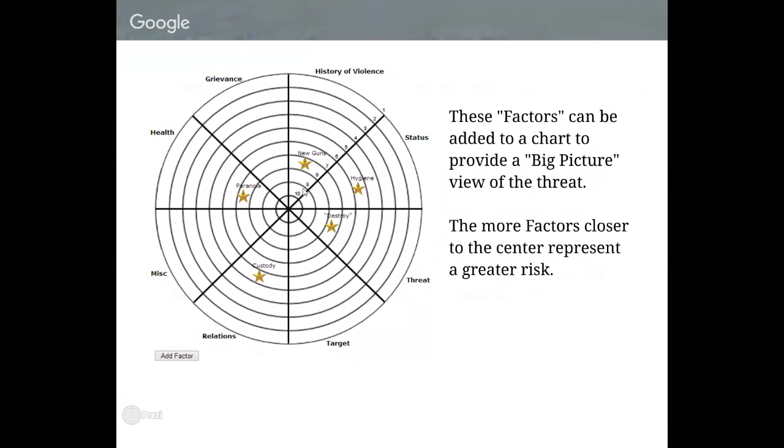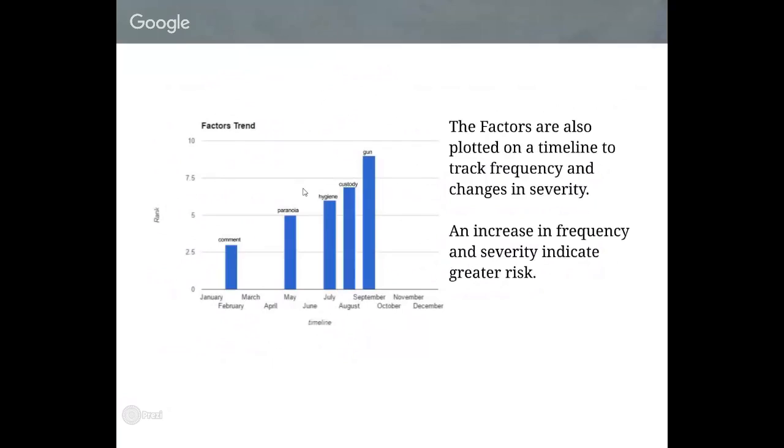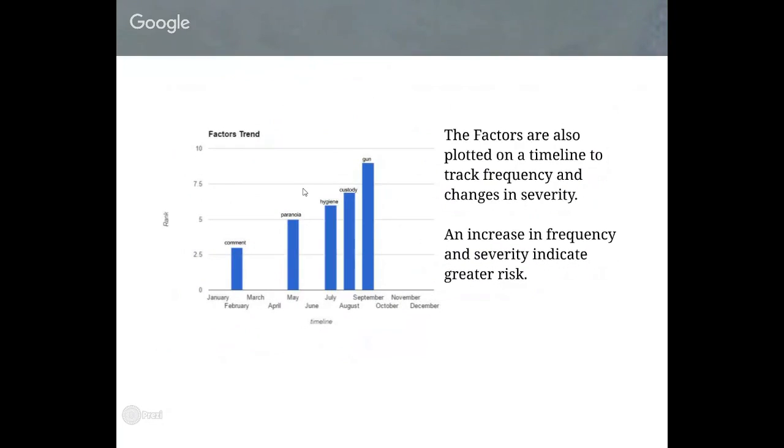Another way of looking at this data is to look at these incidents in a timeline. And if we see that there's an increase in the findings or the worrying warning signs, and that these incidents are becoming more frequent and higher in severity, that would indicate a greater risk.